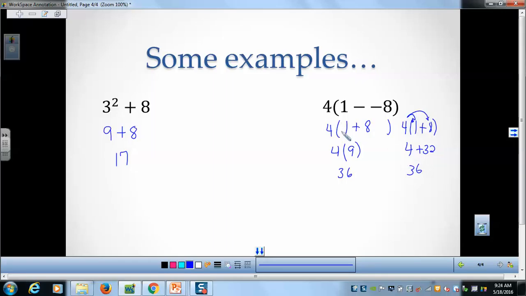So it does say that we want to take care of our grouping symbols, but you can see that there is a little bit of variance in that, depending on what's inside, and if you simplify down to one operation of addition or subtraction inside. So there are kind of two paths to get to the same answer. All right, so let's move on here.